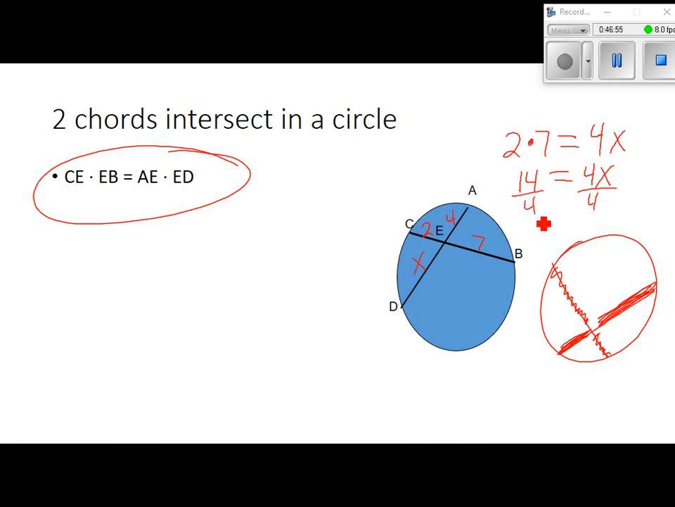Divide by 4. What's x equal? 3.5. So how long is that segment right there? 3.5. Now my picture doesn't look like it because we didn't make up very good numbers probably, but it's not about the picture, it's about the numbers.